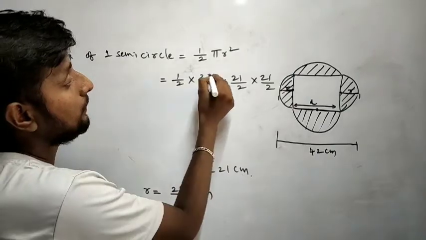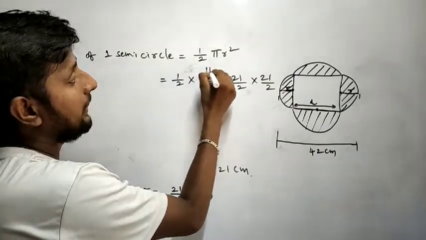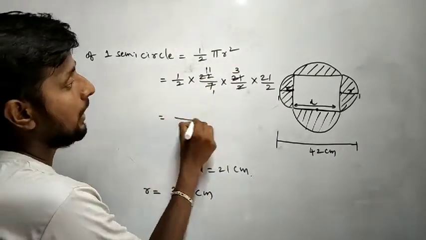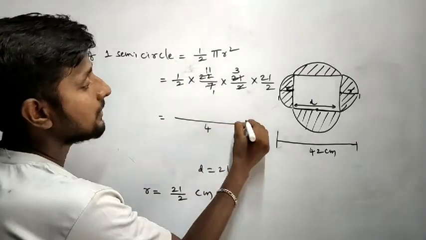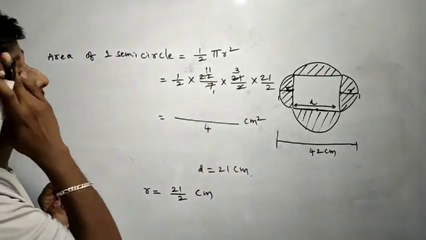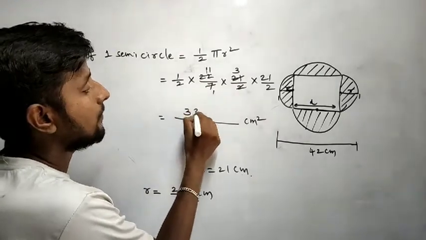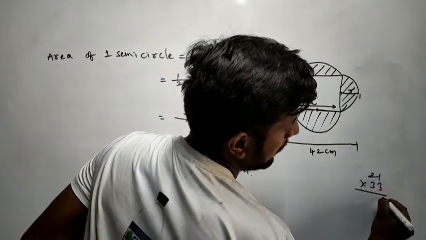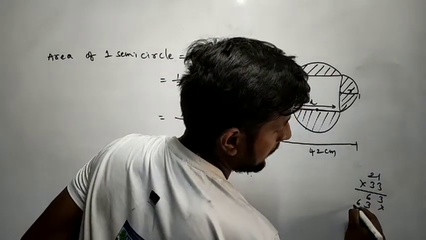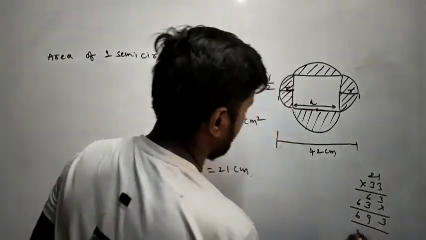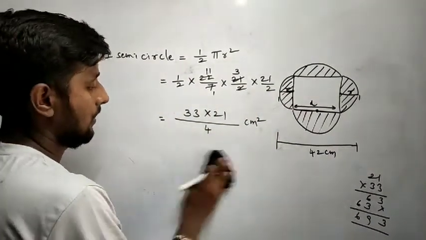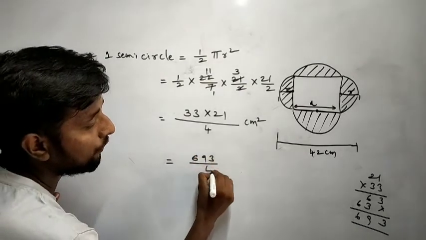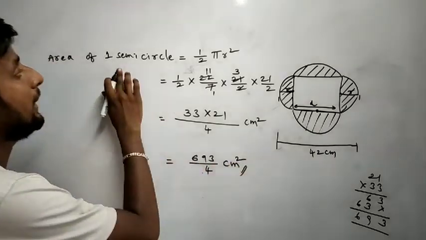Look at the cancellations now. 11 times. Next 7 ones are 7, 7 threes are 21. Now 2 twos are 4, and I have written centimeter square. Next 11 threes are 33 into 21. Let us multiply 21 by 33. So I got the area, that is 693/4 centimeter square. It is the area of one semicircle.